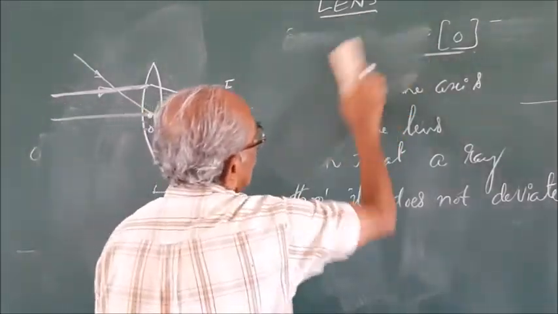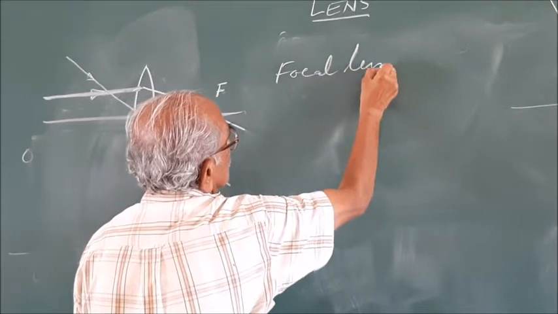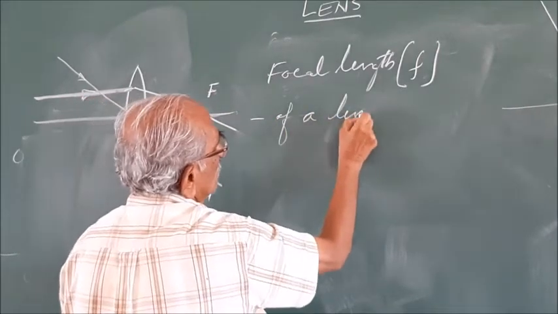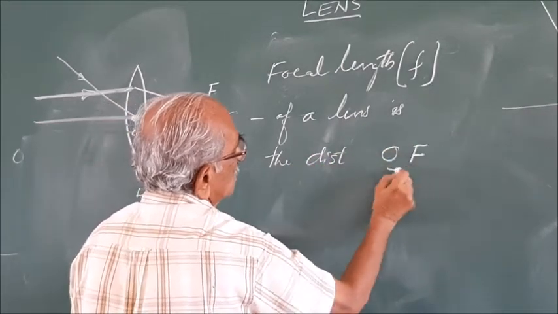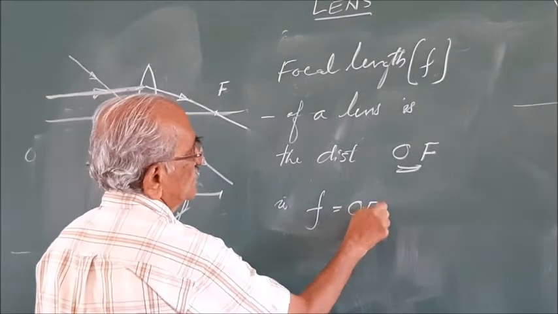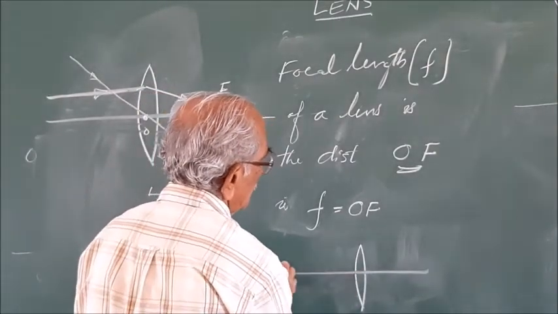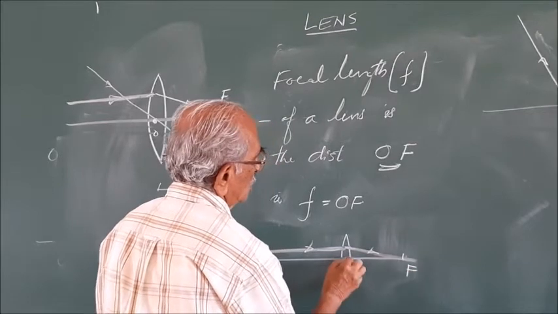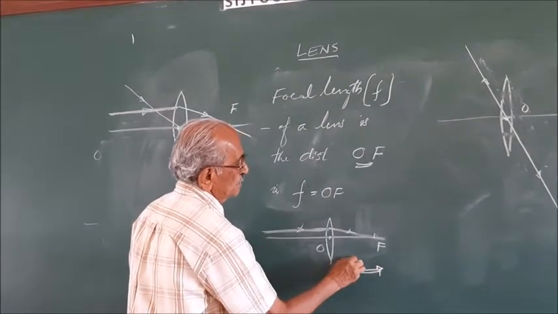So the focal length F of a lens is the distance between the optic center and its principal focus. That is, F is the distance OF. Now note that for the convex lens, this is F, this is the optic center. So this distance, according to the sign convention, we measure like this. Therefore, this is positive F.